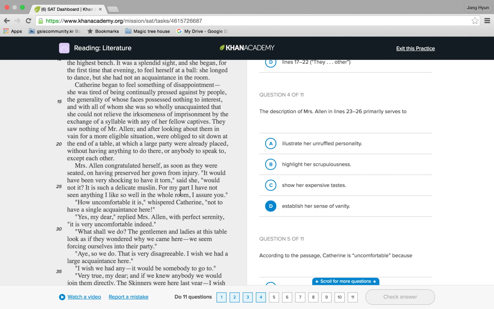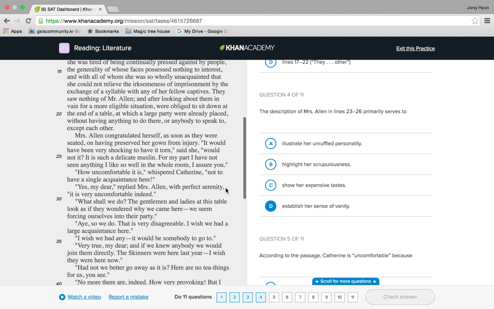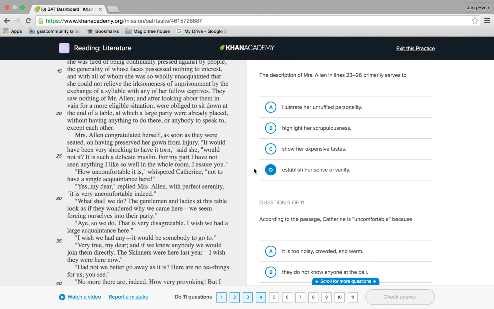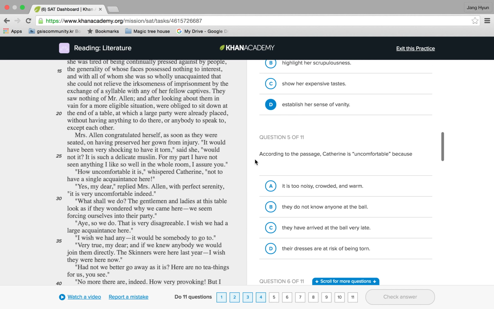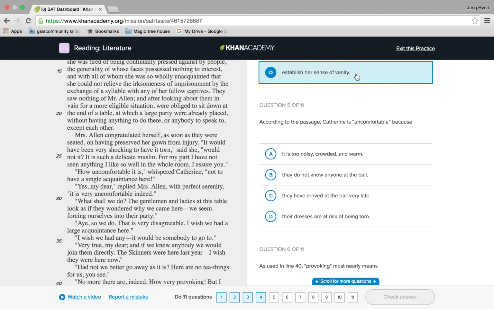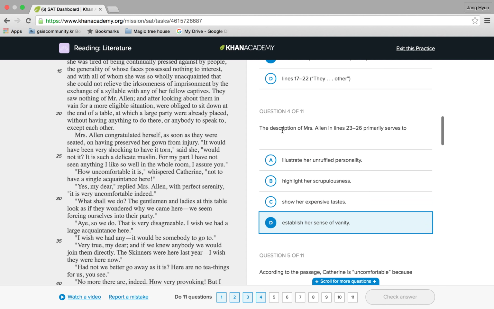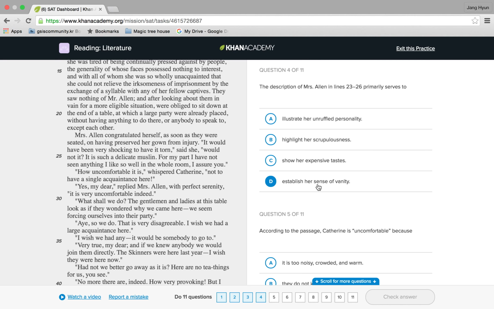You see, she's like, I've never seen anything like this, my beautiful gown, or it would have been very shocking to have it torn. It's so precious, right? Yep. Now, this might trick you because of expensive tastes, but we don't know if this is really expensive. Maybe it's really cheap, but she's just trying to make it seem expensive. She's a narcissist. Too much self-pride.